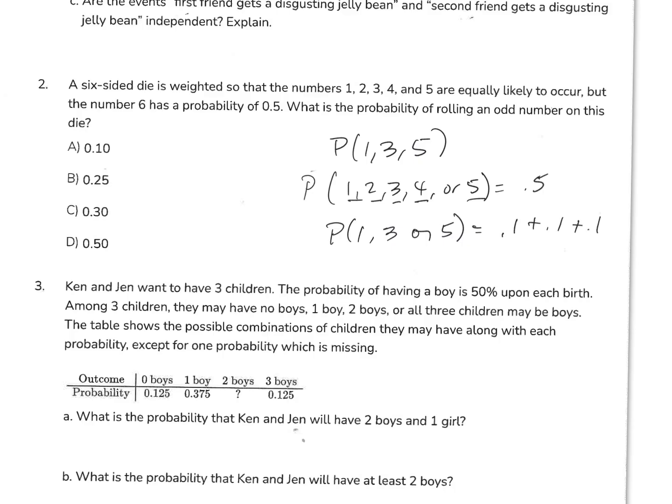Now, each of these rolls is mutually exclusive of the other. I cannot roll a 1 and a 3 at the same time, or can I roll a 3 and a 5 at the same time? So we don't have to subtract anything. There's no and statement to subtract, so the probability is just 0.3.